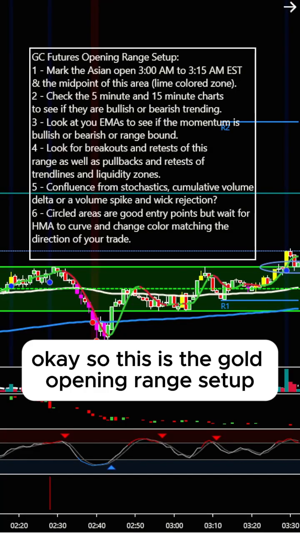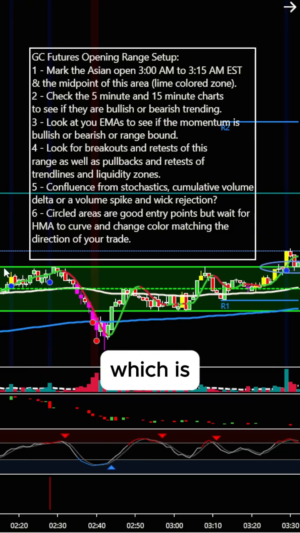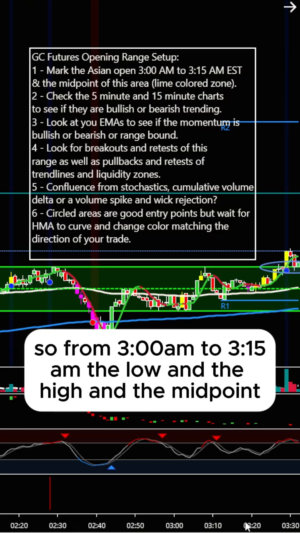Okay, so this is the gold opening range setup, and you can see here that I've marked out item number 1 there, which is the first 15 minutes of the opening range of the Asia session, so from 3 a.m. to 3:15 a.m., the low and the high and the midpoint.